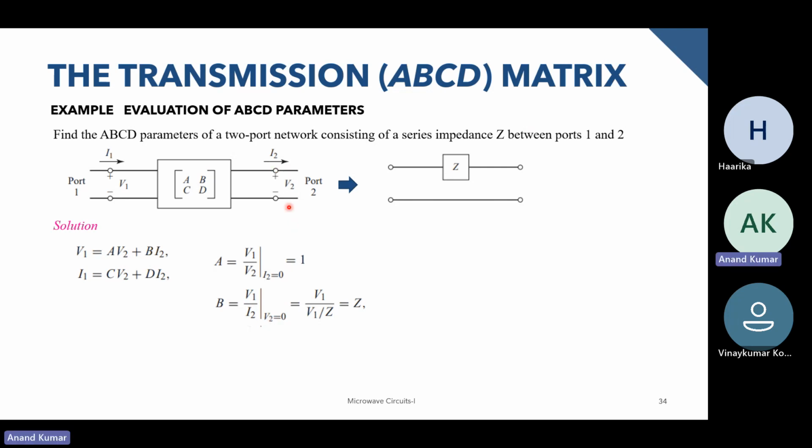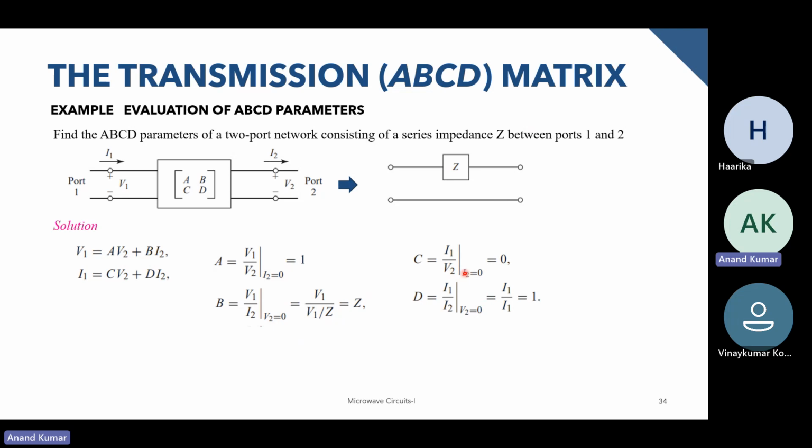V2 is 0 when this is short circuit. So in that case, the voltage we give over here, and the current I1 will be equal to I2, and this current will be equal to V1 by Z. So I1 equal to I2 is equal to V1 by Z. So we substitute I2 equals V1 by Z, and we get B equals Z. Similarly, for C and D, we can solve.